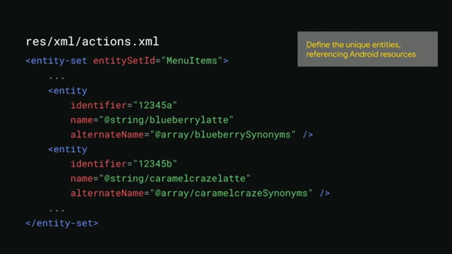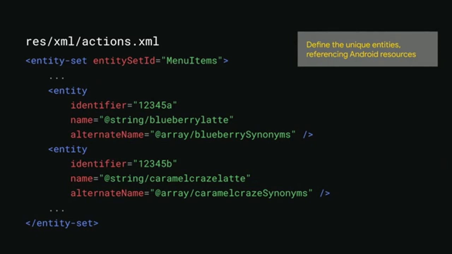Within our entity set, we can define a number of entities. I've shown 2 here as an example. Each entity has 3 attributes. There's an identifier, which is a unique ID that you give to that particular entity. There's a name, which is the canonical name for that entity. Here we've given it an Android string resource called blueberry latte. And then there's an optional alternate name attribute, which is an array of strings where you can define alternate names or synonyms for that particular entity. Here we've given it an Android resource, blueberry synonyms.